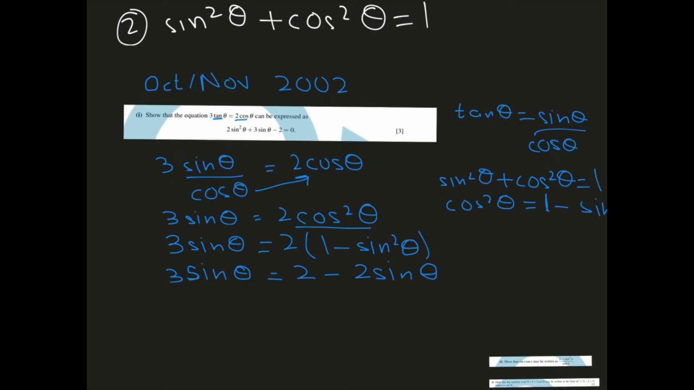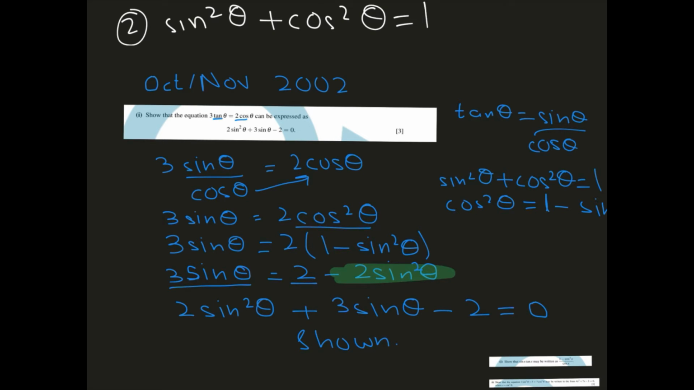Rearrange the equation again. If we bring this to the other side of the equation, then it will be positive. So it will be 2 sine square theta, we have a square over here, 2 sine square theta plus, we will copy this, 3 sine theta, and then we'll bring this to the other side of the equation. So minus 2 is equal to 0. So we have shown that 3 tan theta is equal to 2 cos theta can be expressed as 2 sine square theta plus 3 sine theta minus 2 is equal to 0. So you can write shown, right?